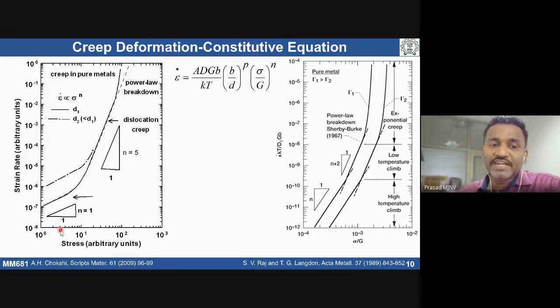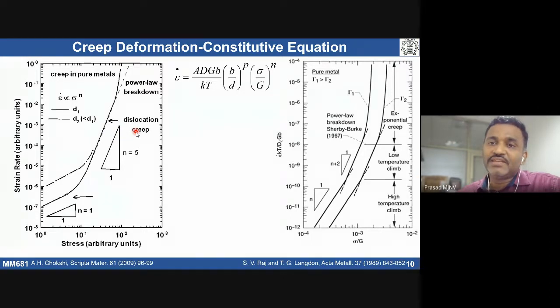That's why, look here, at a given stress, coarse grain and fine grain: fine grain is experiencing more strain. The strain in the material for a given time is more in fine grain material than in coarse grain material. Whereas within the dislocation creep domain, it's almost independent of grain size, because p is equal to 0 for dislocation creep. So there's no effect of grain size in dislocation creep; the grain size dependence is 0.